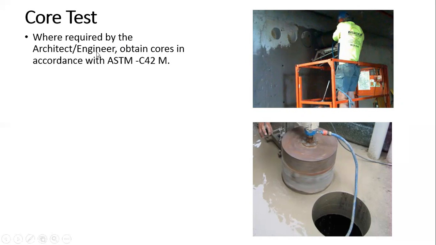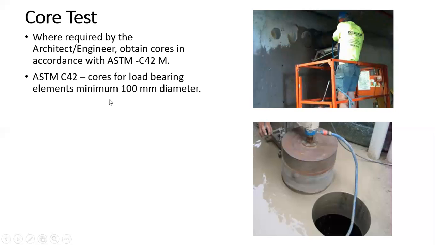We are required by the architect or engineer to obtain cores in accordance with ASTM C42M. This is the code by which you have to take the cores. For load bearing elements, the minimum diameter is 100 millimeter. So this is one such type of core. This is your core cutter machine. When you place this core cutter machine over any concrete surface and start it, it will cut the concrete. You will take out this cylinder, and the diameter of this cylinder is minimum 100 millimeter, as required by the ASTM code.